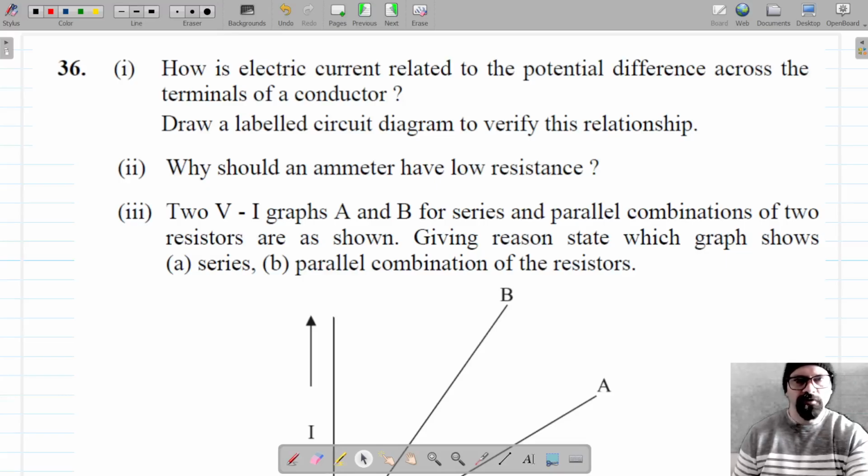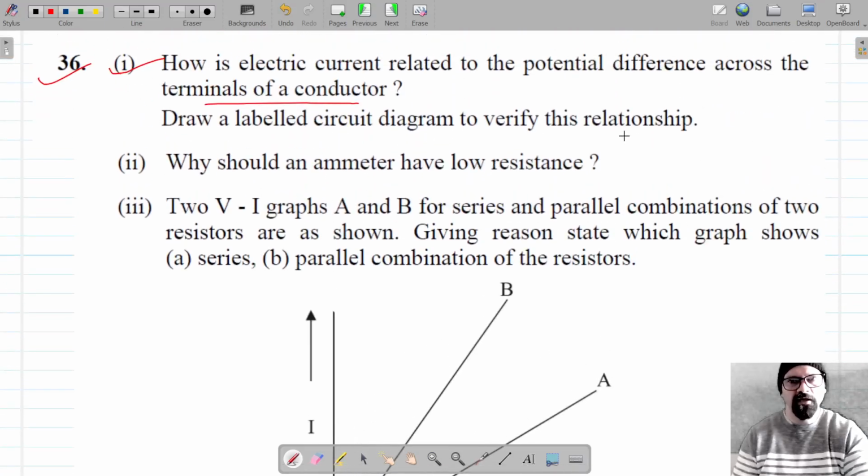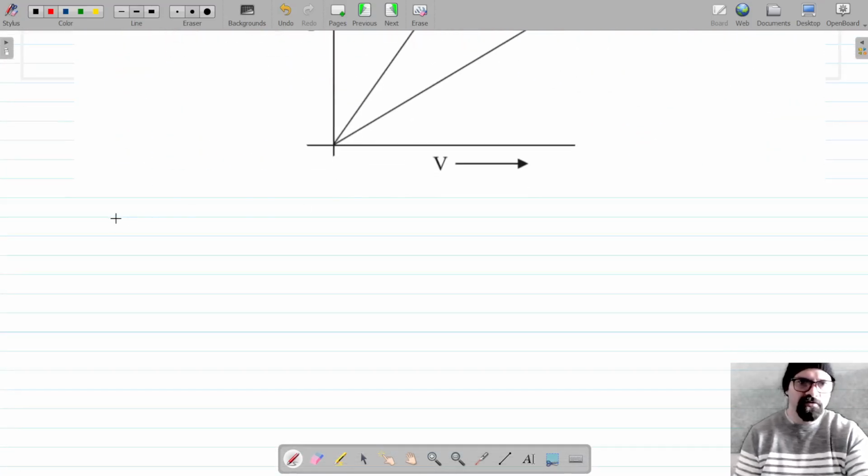Okay, for question number 36, it's asked how is electric current related to the potential difference across the terminals of a conductor, and this is exactly Ohm's law. We have to draw a labeled circuit diagram to verify this relationship.